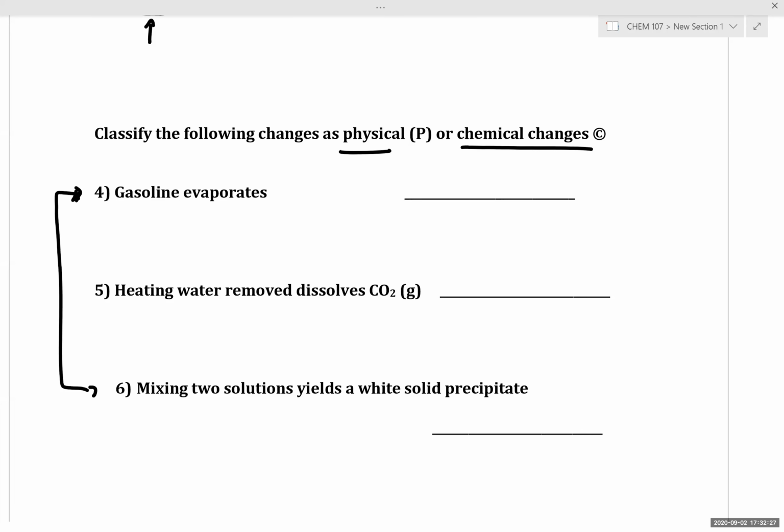To answer the question in the chat, yes, cooking eggs would be a chemical change because you're changing the chemical composition and the chemical formula of each of the reactants found in eggs. It's a functionally irreversible chemical change. And we'll discuss this example in about one more minute.